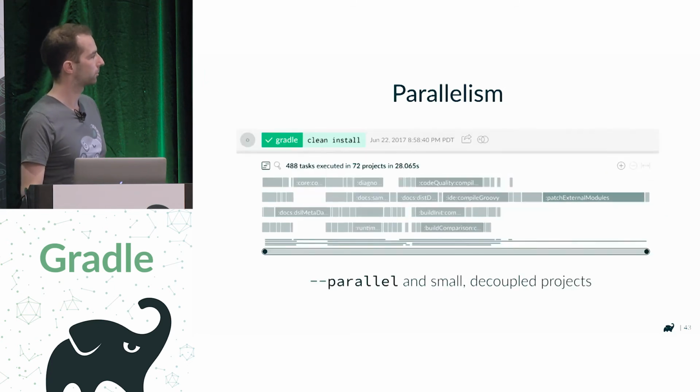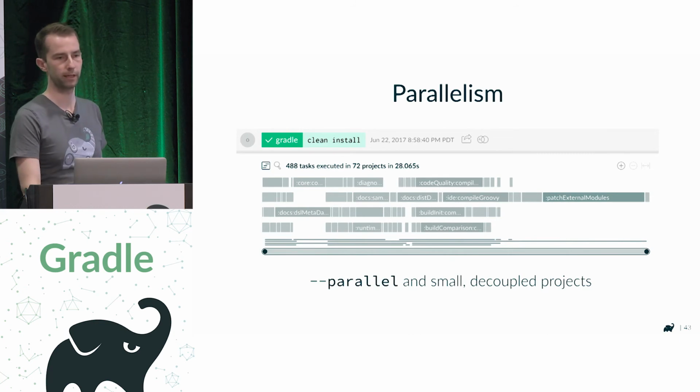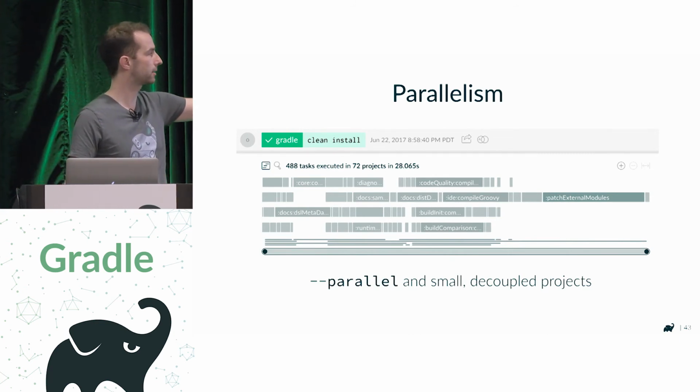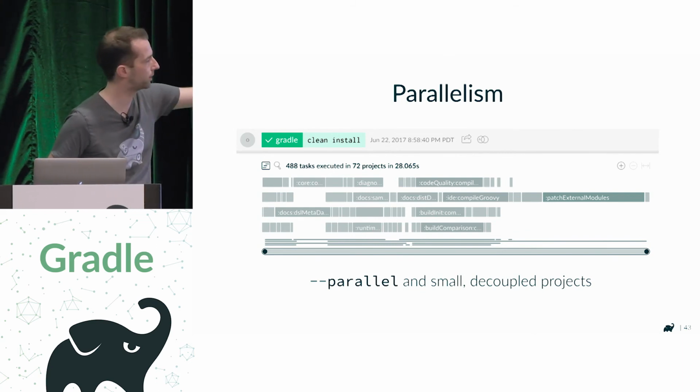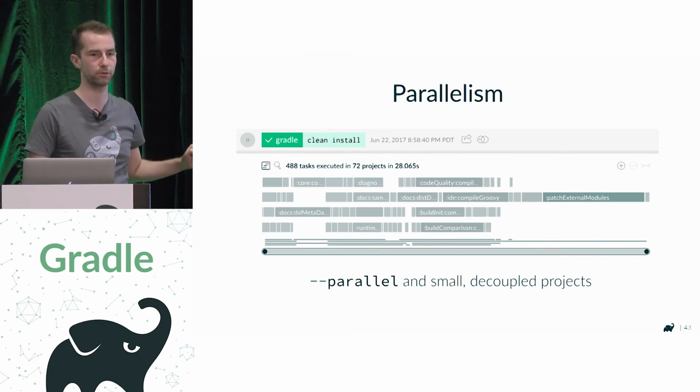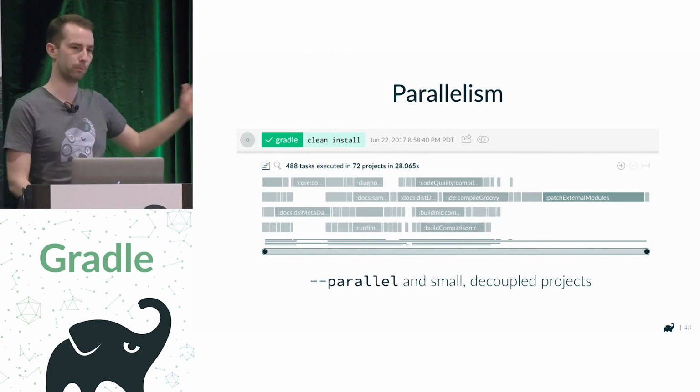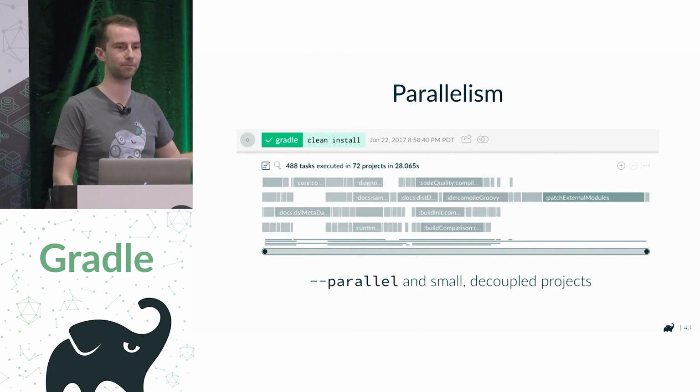When I run the same build with --parallel, it goes down to 28, which is a pretty nice speed up. And you can see really nicely in the timeline what the bottleneck is. So there's this one big task at the end called patch external modules that's dominating. So we might want to do something about that next.